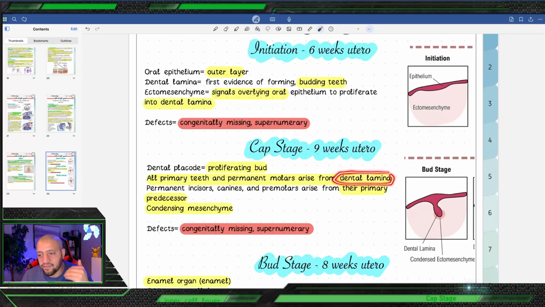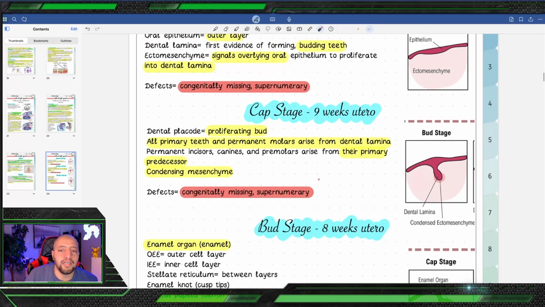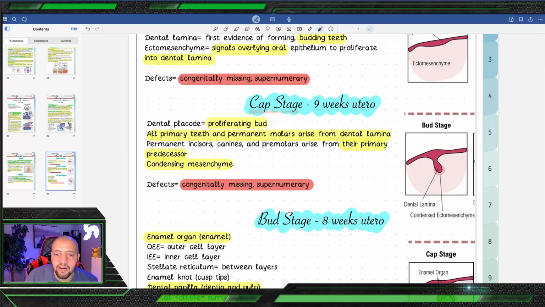So we have a successional lamina, which comes from the previous primary teeth, or we have lamina with a tooth bud coming by itself, which is 6, 7, and 8, because they don't have a primary predecessor. And then the condensing mesenchyme starts to happen in this way. So we have ectomesenchyme and then condensed ectomesenchyme. Nice. In this cap stage, 9 weeks intrauterine, if a problem happens, we get congenitally missing or supernumerary teeth.